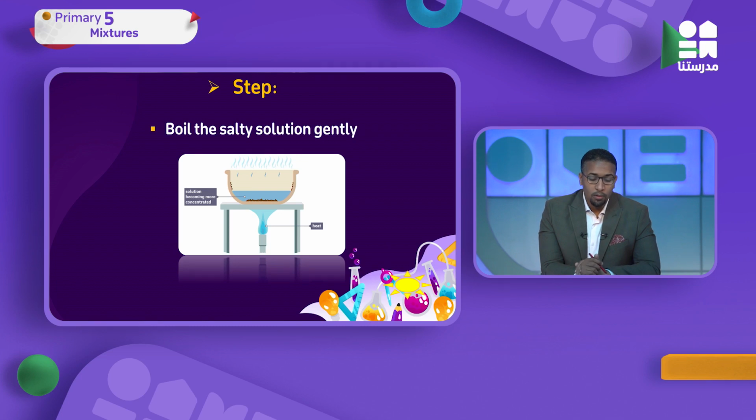Step: we will boil the salty solution, meaning salt in water, gently.